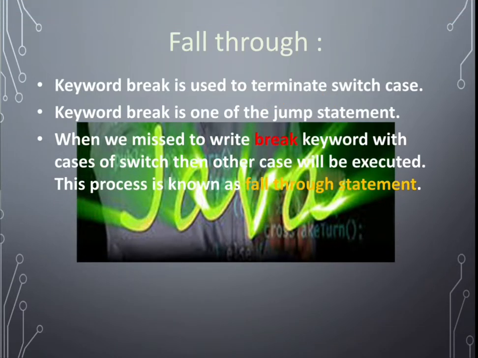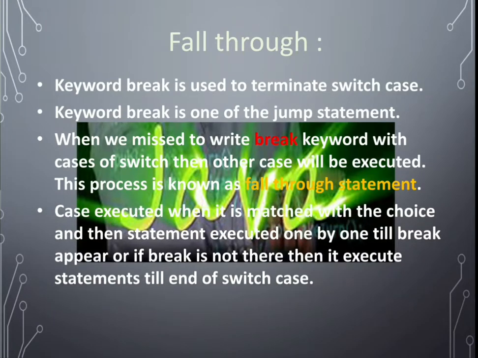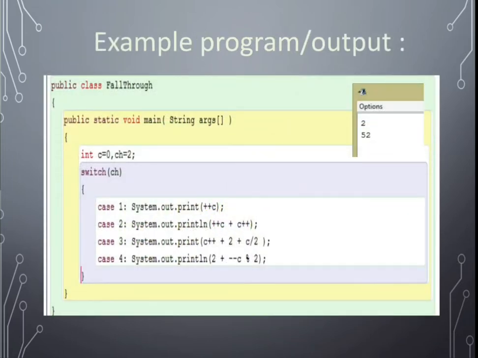And see the third one. When we miss writing the break keyword, the other cases will be executed. Then it is a fall through statement. The case is executed when it matches with the choice, and then the statements execute one by one until the break appears. If break is not there, then it executes statements till the end of the switch case. You will understand all this with the help of an example.